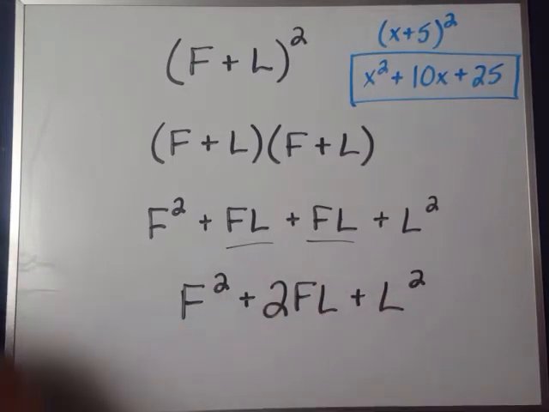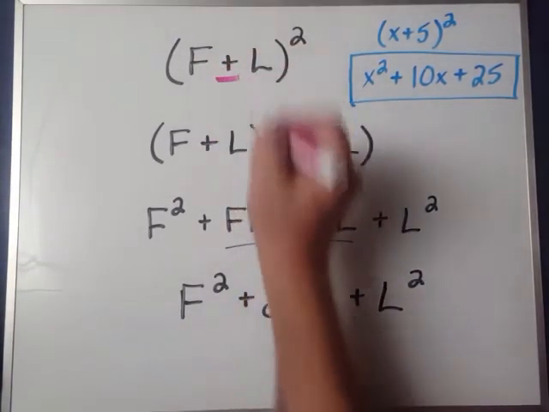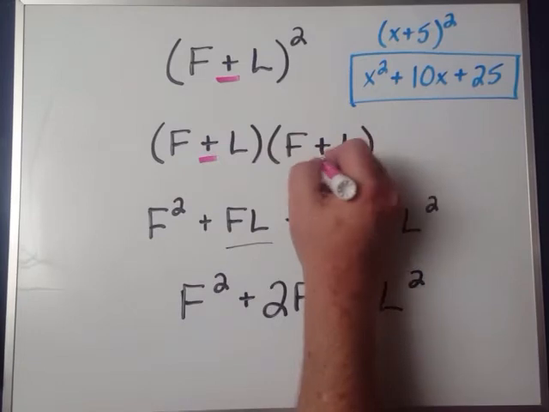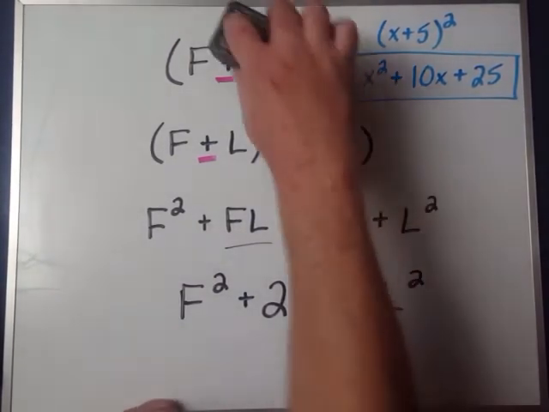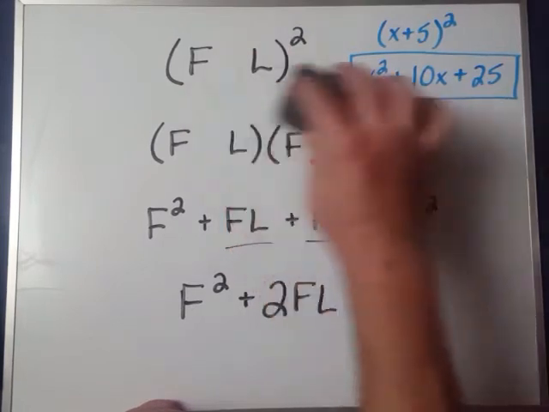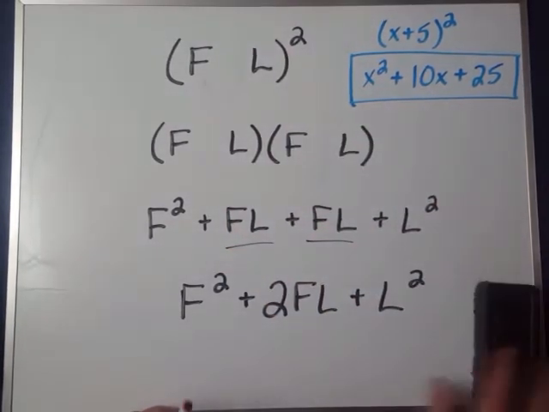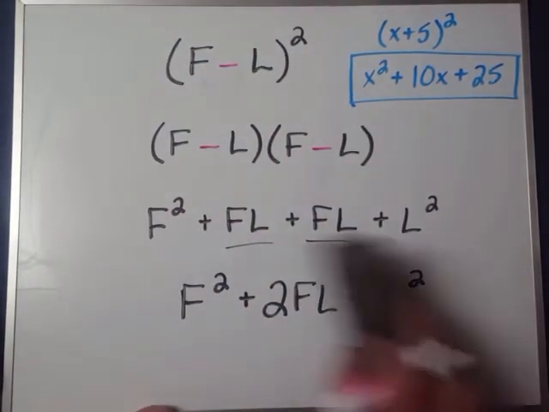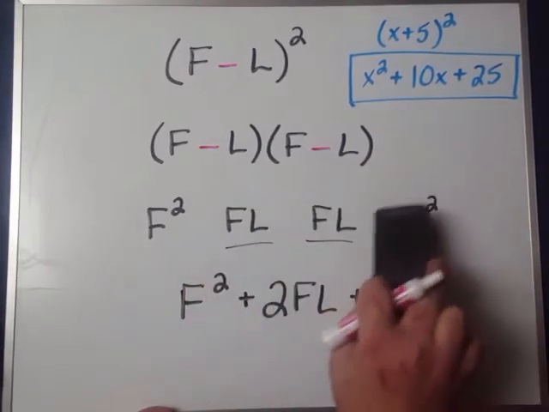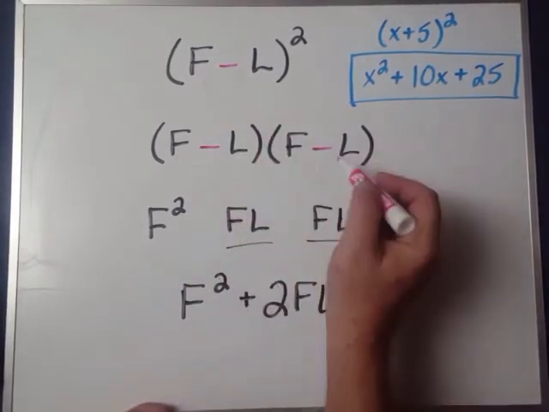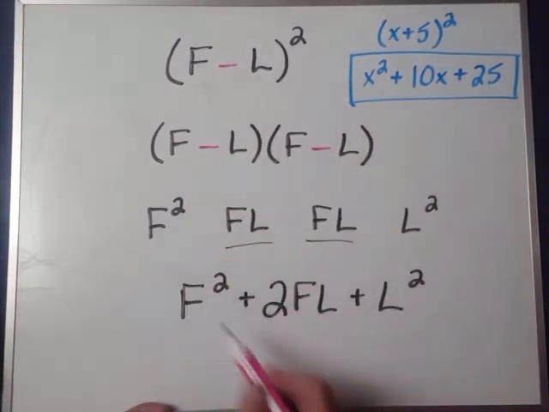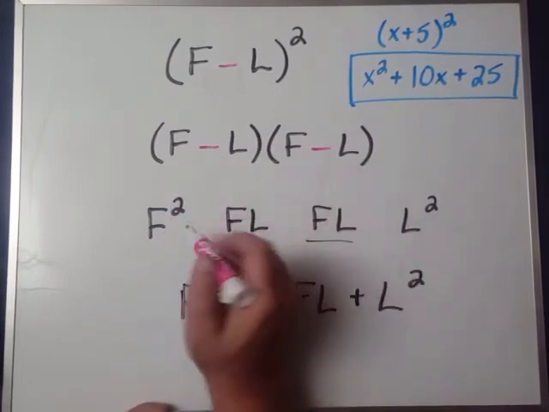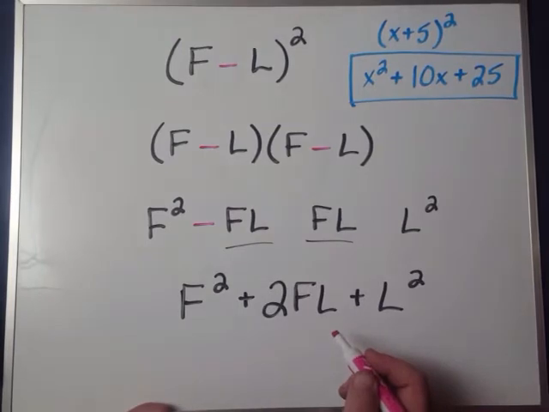What if this had been a subtraction? A first minus a last. Let's go ahead and get rid of these plus signs for a minute so we're seeing exactly what we're doing. If that had been a minus, what would change in my FOIL here? Well, as I FOIL this out, f times f is f squared. Watch your signs now. On the outside, f times negative L is negative FL.